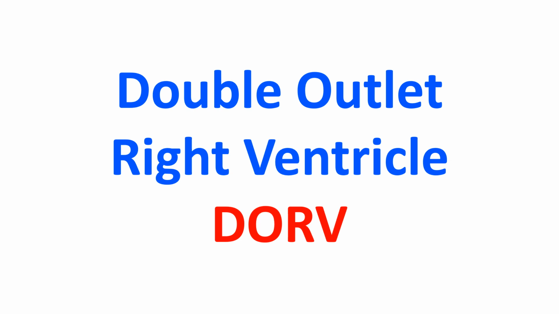Double outlet right ventricle is a cyanotic congenital heart disease in which the pulmonary artery and aorta arise from the right ventricle. According to the surgeon's definition, even an aortic override of more than 50% qualifies for a diagnosis of DORV. Left ventricular blood can move out only through the ventricular septal defect. Aortomitral continuity is absent and there is subpulmonic as well as subaortic conus.